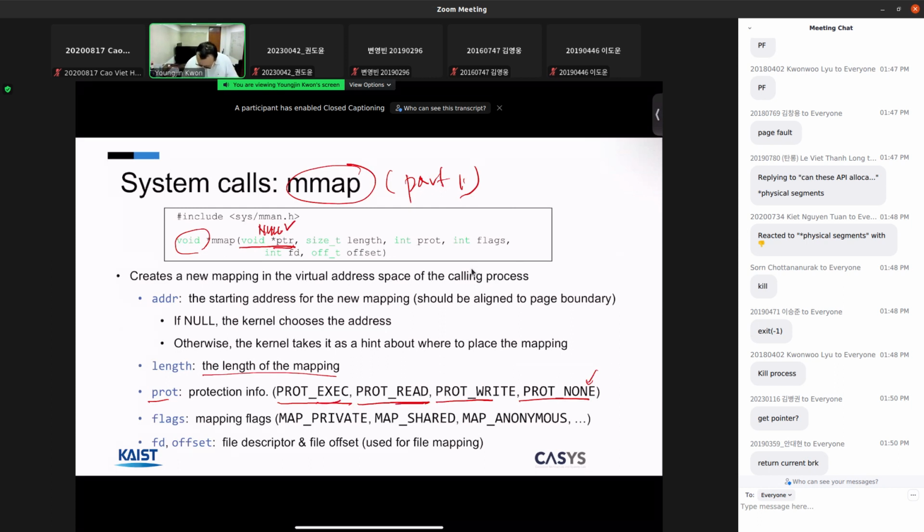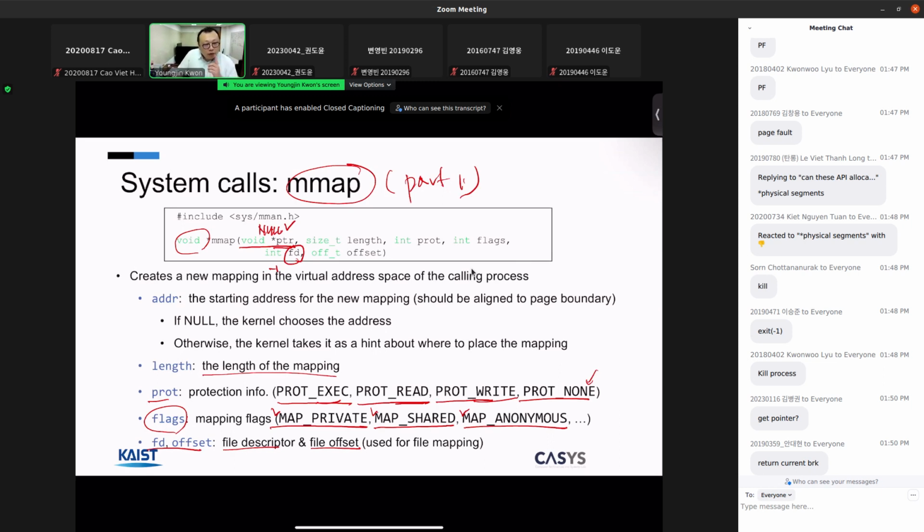And the flag is most important. It defines the operation. So MAP_PRIVATE, MAP_SHARED, MAP_ANONYMOUS. The three important things, I will discuss later the meaning of private, shared, anonymous. FD and offset: file descriptor and file offset. So interestingly, mmap takes a file descriptor. If it's -1, there is no file descriptor.